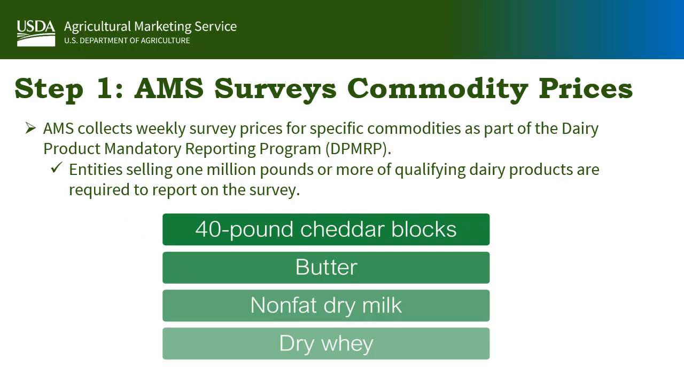Entities producing 1 million pounds or more of these products per year are required to report their weekly sales information to AMS. These data are then analyzed and used to compute prices that are published in the NDPSR. These market-determined prices are used in formulas to ultimately calculate minimum classified prices paid by handlers for the raw milk they used. You may be wondering why these products are used to establish minimum classified prices.